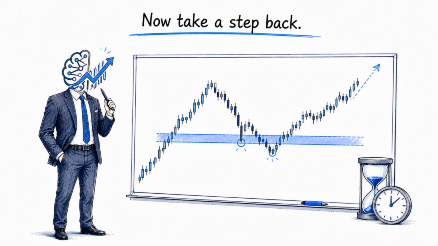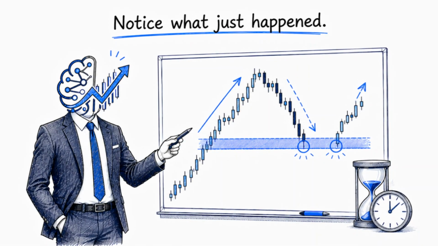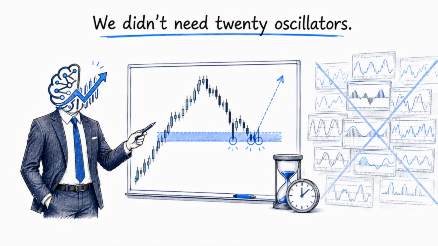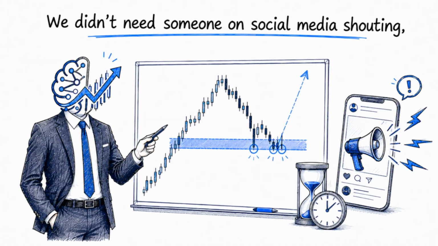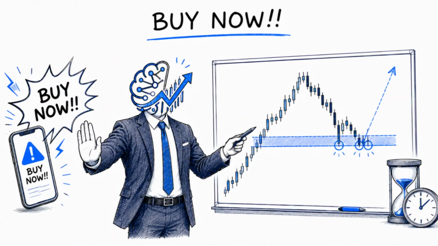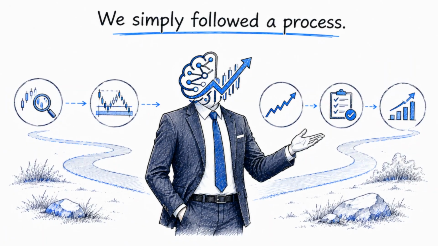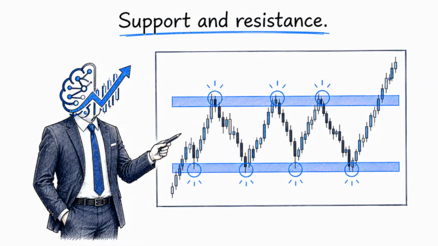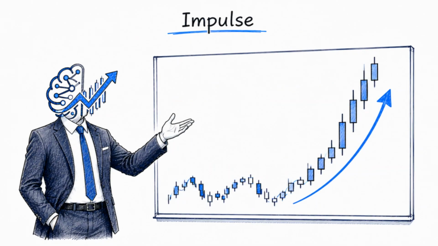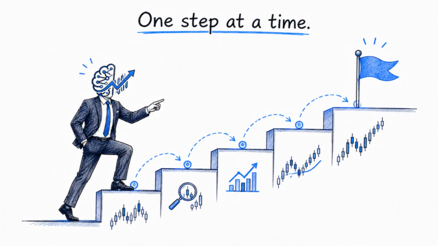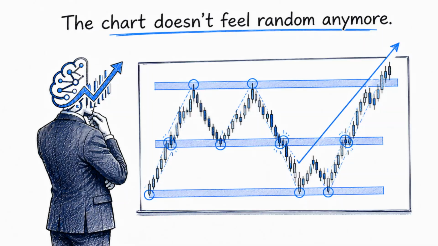Everything starts connecting. Now take a step back. Notice what just happened. We didn't need 5 indicators. We didn't need 20 oscillators. We didn't need someone on social media shouting, "Buy now!" We simply followed a process. Trend, swing points, support and resistance, impulse, correction, one step at a time. And suddenly, the chart doesn't feel random anymore.